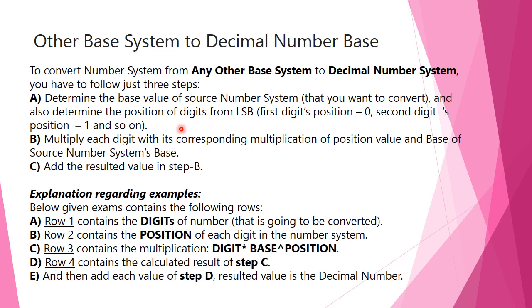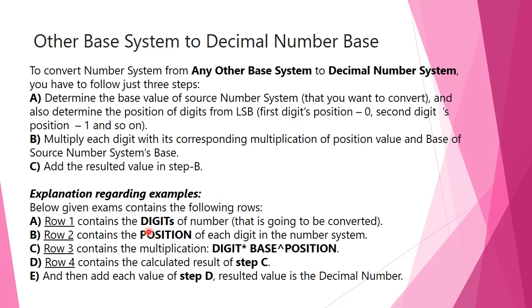So multiply each digit with its corresponding multiplication of position value and base of the source number system, and then add the resulting values from step B, and then you will finally get the answer. Now, explanation regarding examples. The examples below contain the following rows.